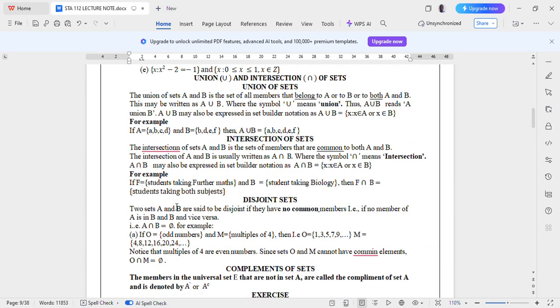That are common to both A and B. So, the other time I used you as a union.